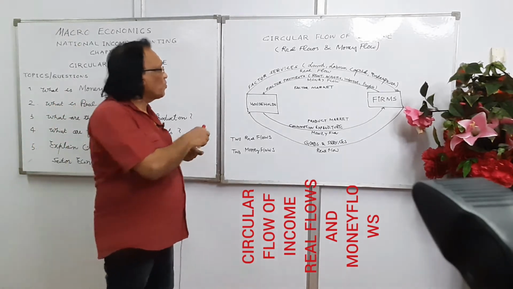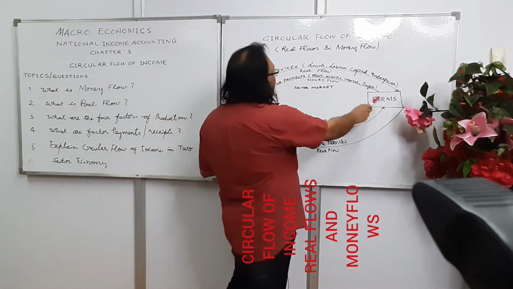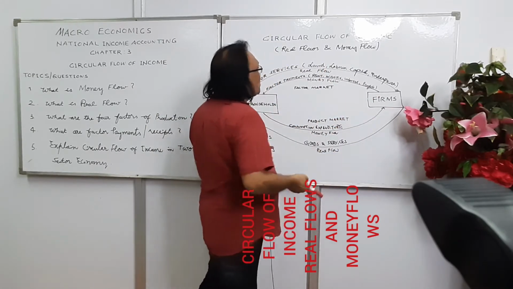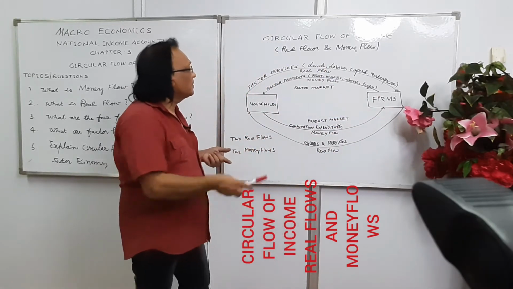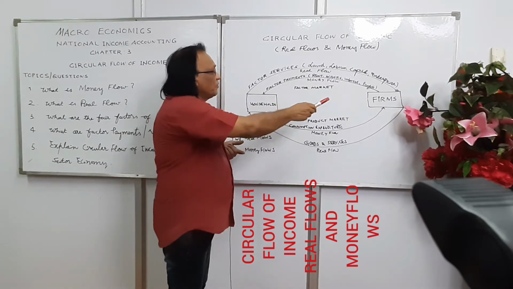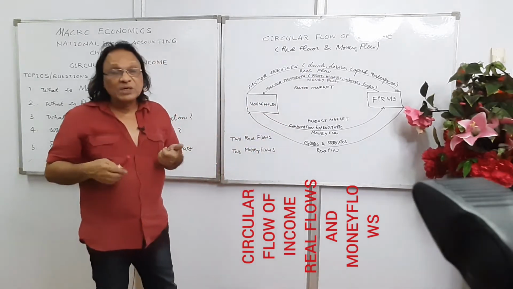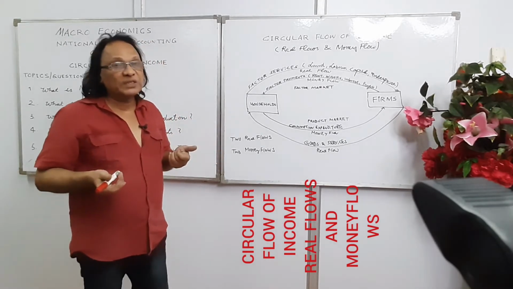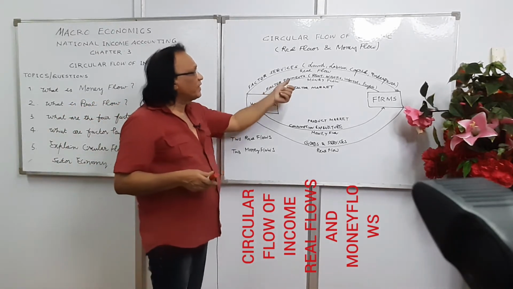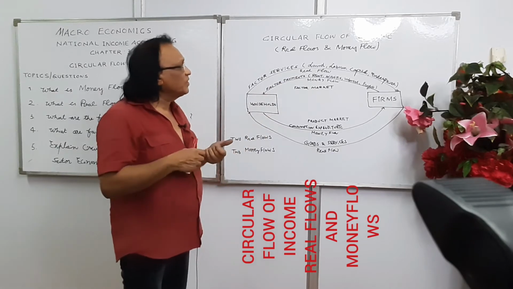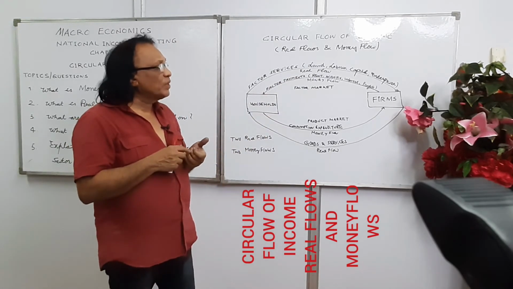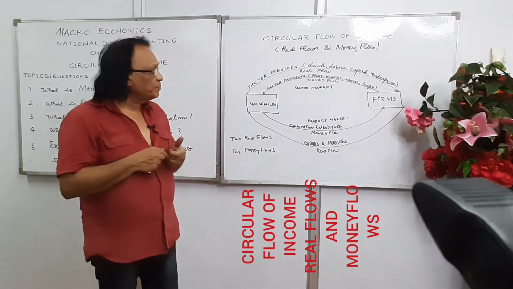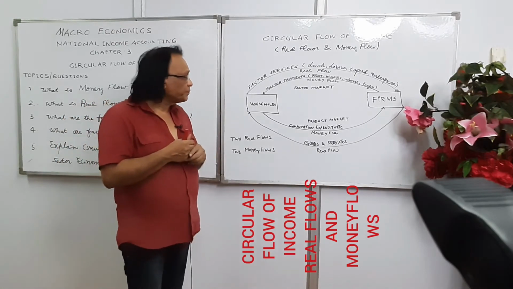Third point, they provide these factor services to the firms: land, labor, capital, entrepreneurship for producing goods and services. This is real flow. The firms, fourth point, with the help of these, produce goods and services and sell them, and whatever receipts they get, they give to the households as factor payments, that's rent to land, wages and salaries to labor, interest to the capital and profits to the entrepreneurship. So this is the factor market.